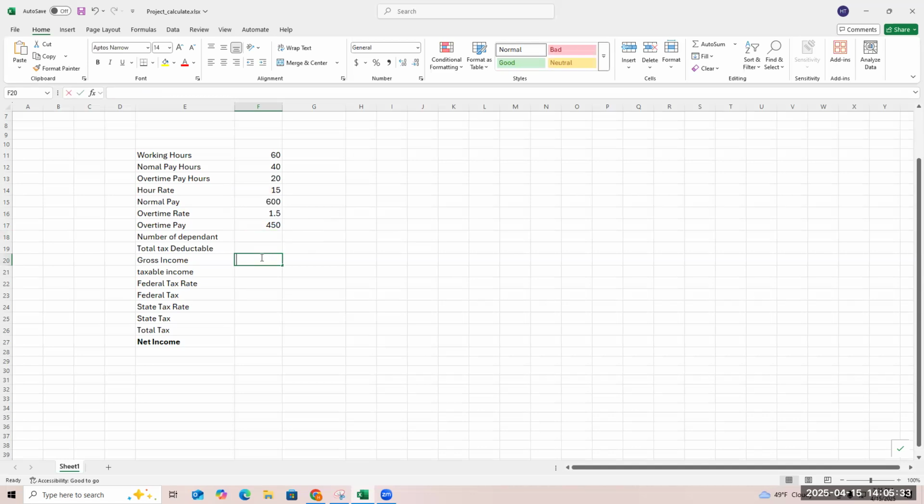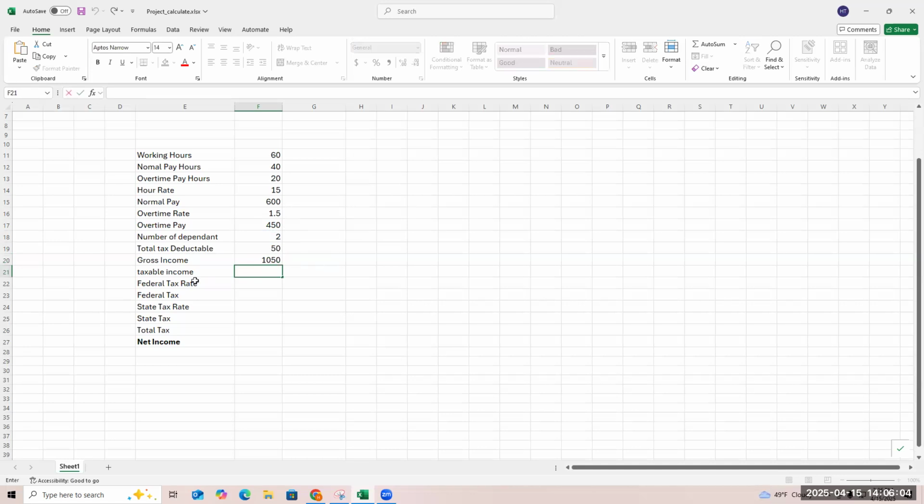And from that, the gross income, you have it as the total of normal pay plus overtime pay here. So I have 1,050 as gross income. Suppose that I have two dependents here. So the total deductible here is the number of dependents and each of them is 25. That's why the total deductible is 50 here.